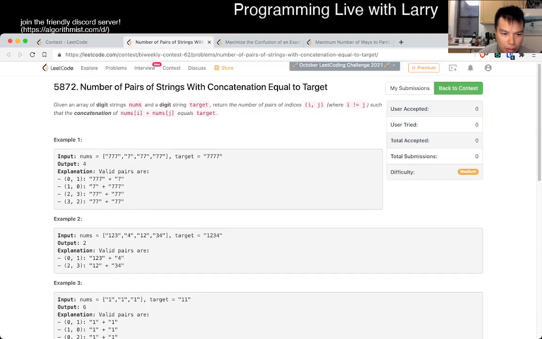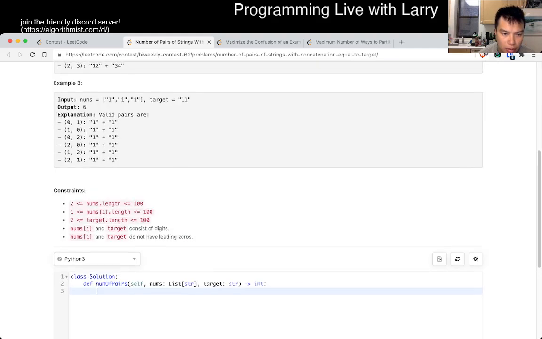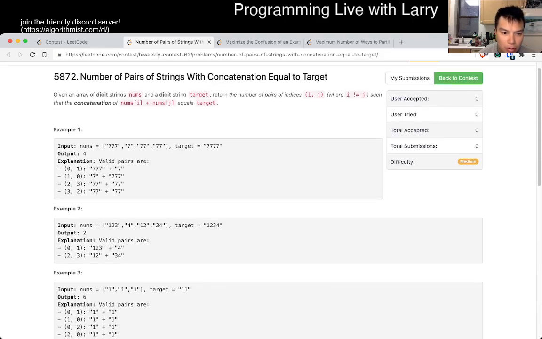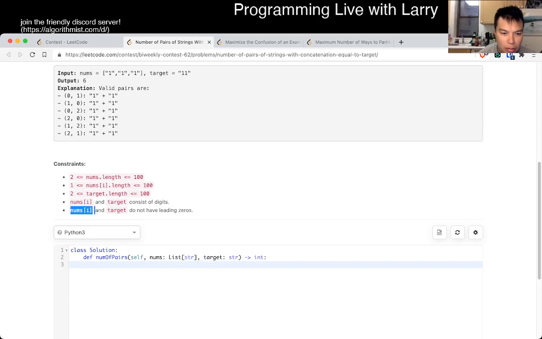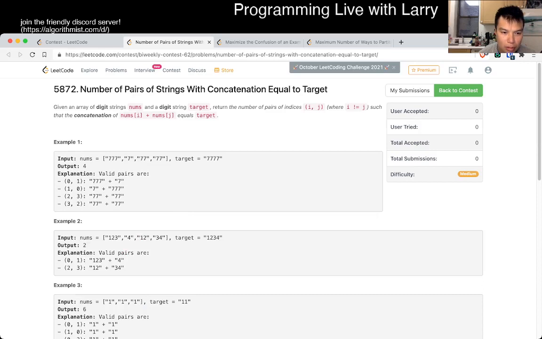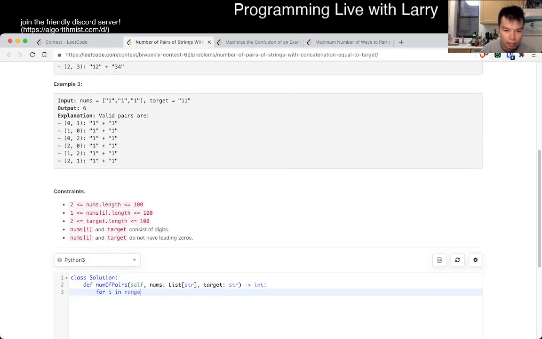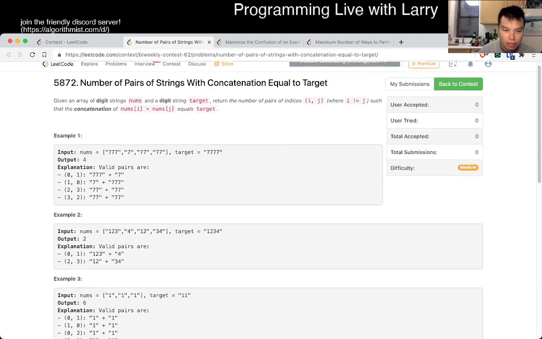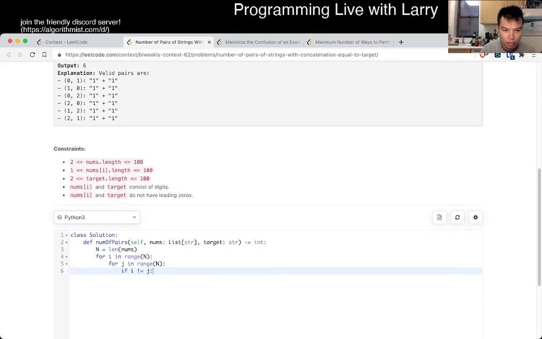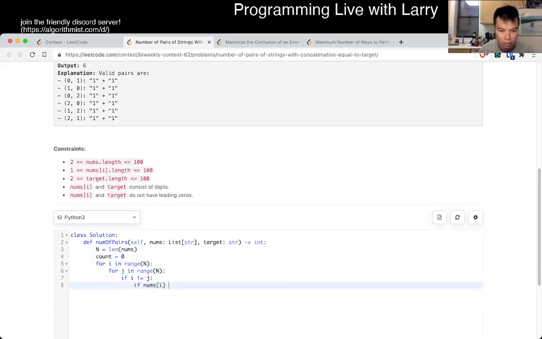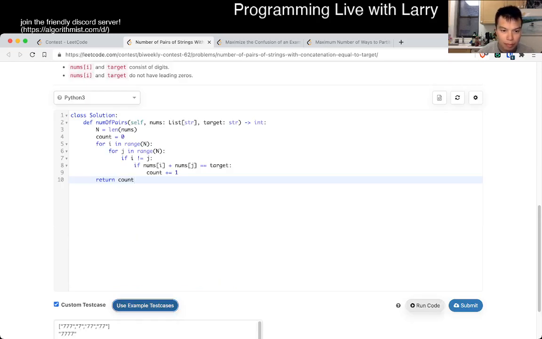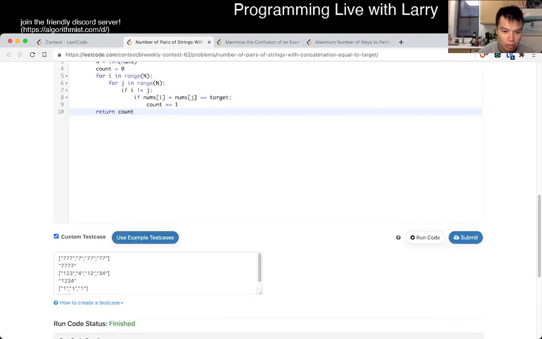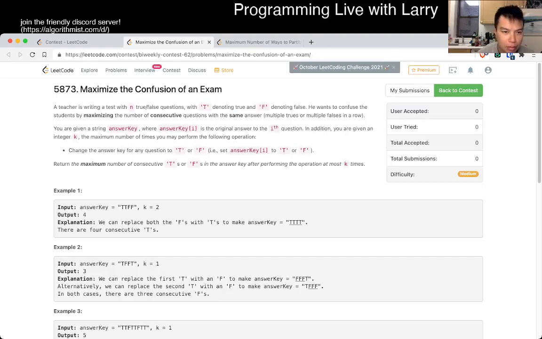Is it just two for loops? I don't get it. I don't get this one. Okay, that was too easy for me to get confused about.